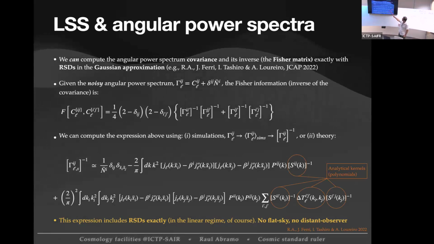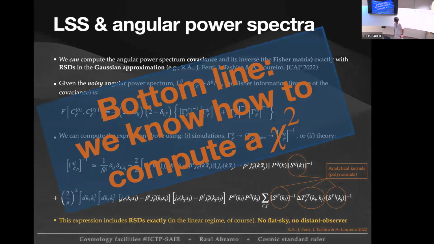These expressions, by the way, look a bit daunting, but these are all analytical kernels which are really polynomials. So this integral you can compute in a matter of a millisecond. These integrals here you can compute in a matter of one or two seconds, maybe even faster. So this is doable even within a Monte Carlo type approach. So the bottom line is we know how to compute a chi-square if you are in the Gaussian approximation.